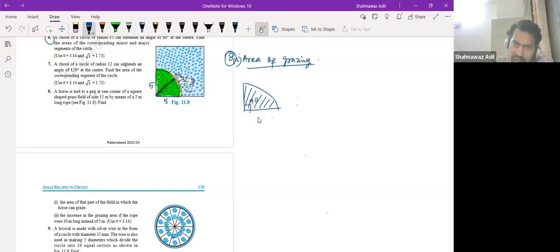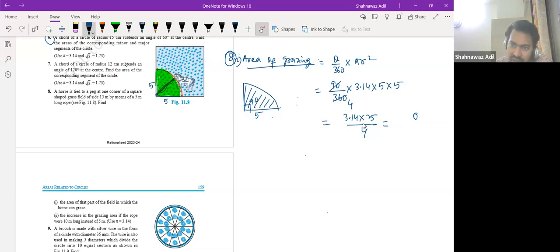right? Angle is 90, this is 5. So that would be theta by 360 pi r squared. So theta is 90 by 360, and we have to take pi as 3.14. So r squared is 25, divided by 4. So this is 100, and then 25, 10, 35, 75, and then 78 divided by 4. So this is 19.625 meter squared. So this is the area of the grazed region, right?